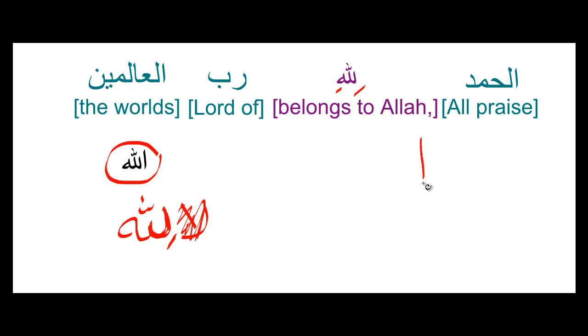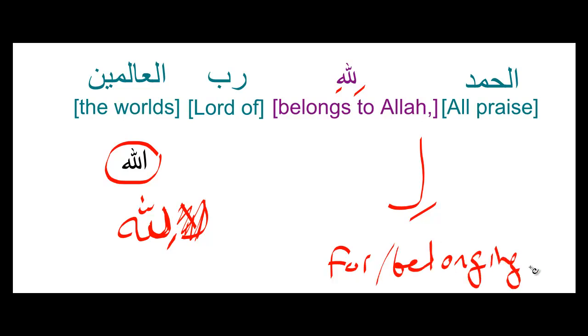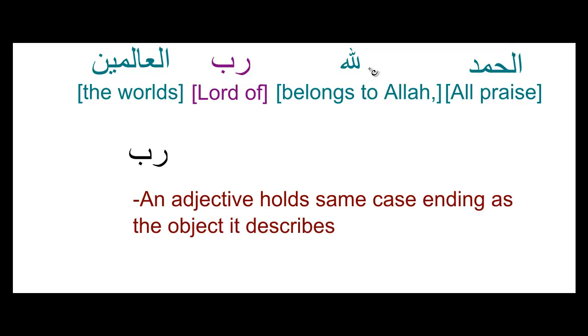And obviously this lam, as we discussed in lesson number 8, li means for or belonging to. And so all praise belongs to Allah, to God. And we've given Allah a kasra because of this lam. And so here again we have Alhamdulillahi Rabbil Alameen. Now one thing you'll notice about Rabb is that it has a kasra. And what does that tell us about Rabb? It tells us that Rabb is an adjective. Of what? Of the word that comes before it, Allah.